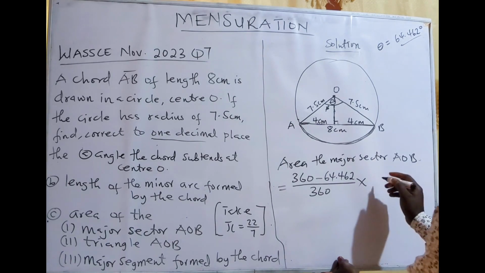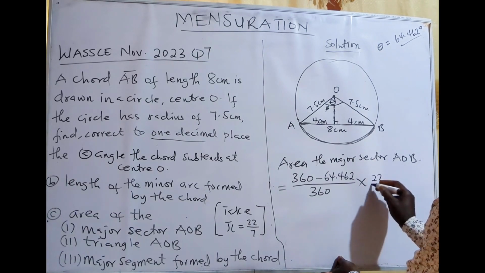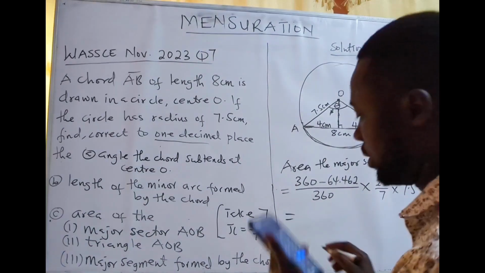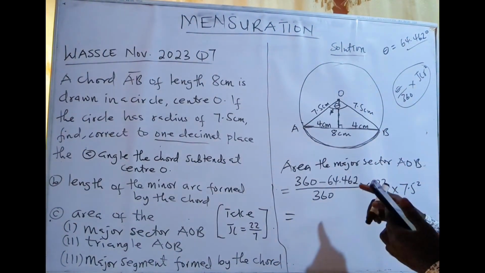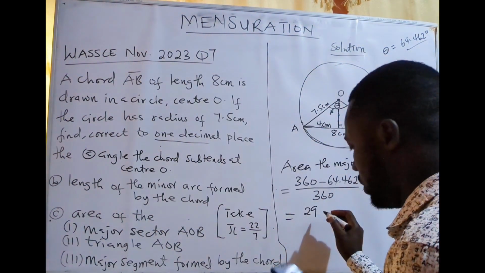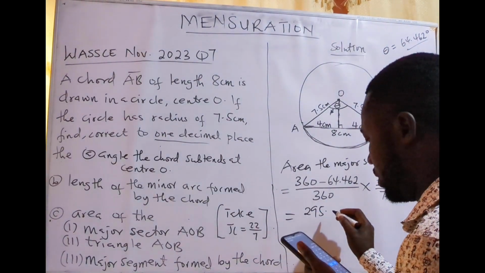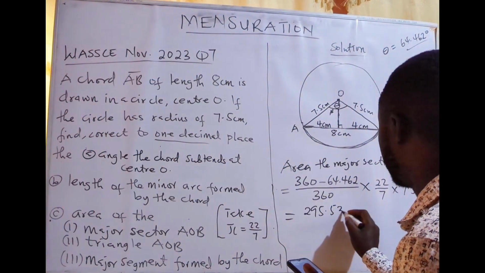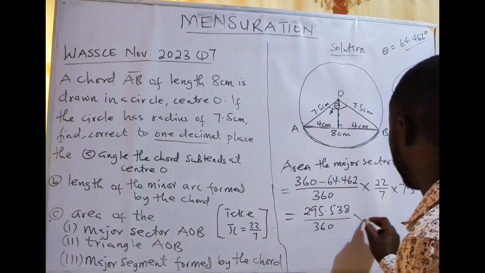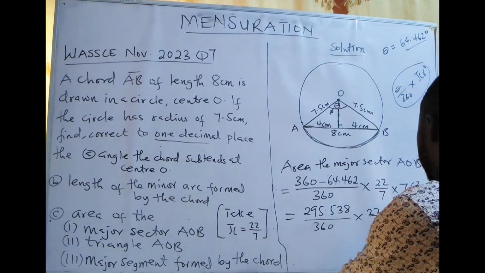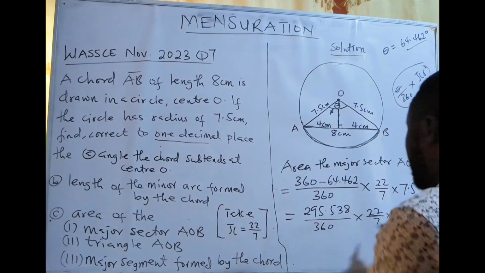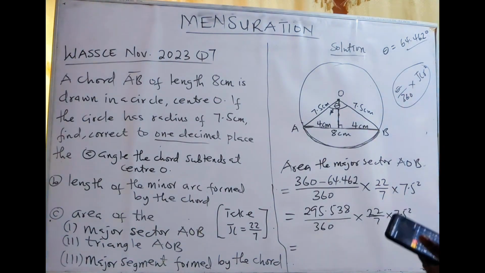Okay, pi r squared, so pi is 22/7 times the r squared. What is our r squared? 7.5 squared. 360 minus 64.462 will give us 295.538 divided by 360 times pi r squared. Okay, so now we can get our answer.